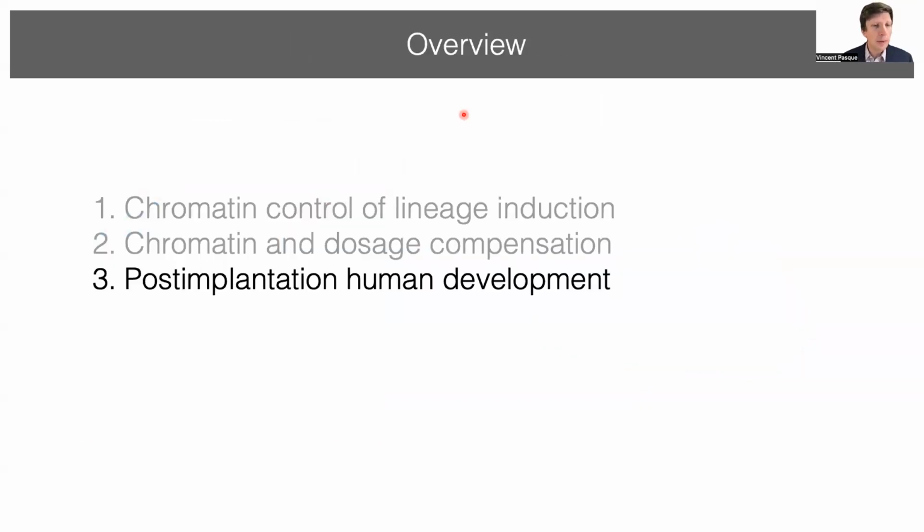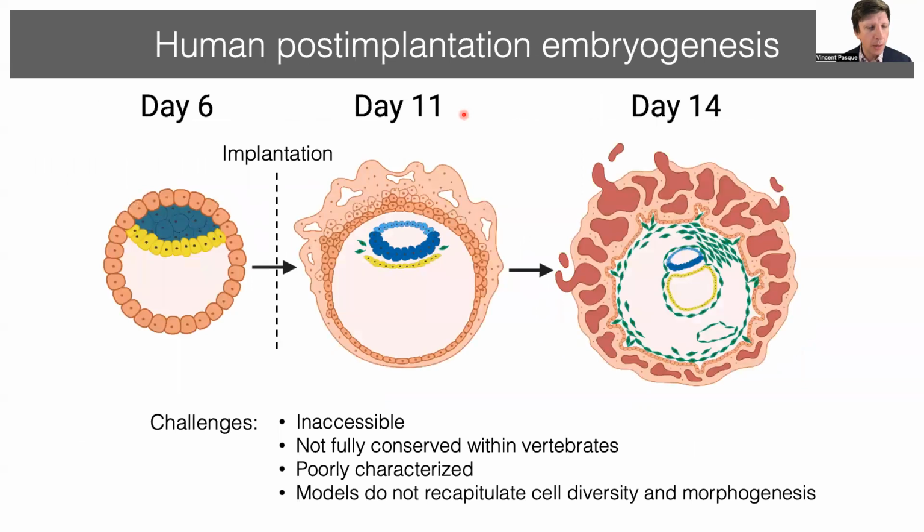So I want to tell you about a third really exciting piece of work where we have basically identified a way to model one of the missing human cell types. When it comes to studying human post-implantation embryogenesis and what happens after the human embryo implants into the uterus, there are many challenges. It's inaccessible for research.